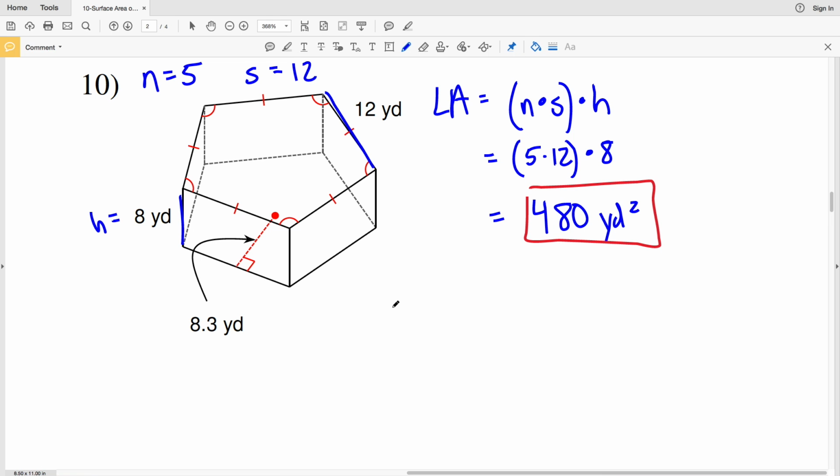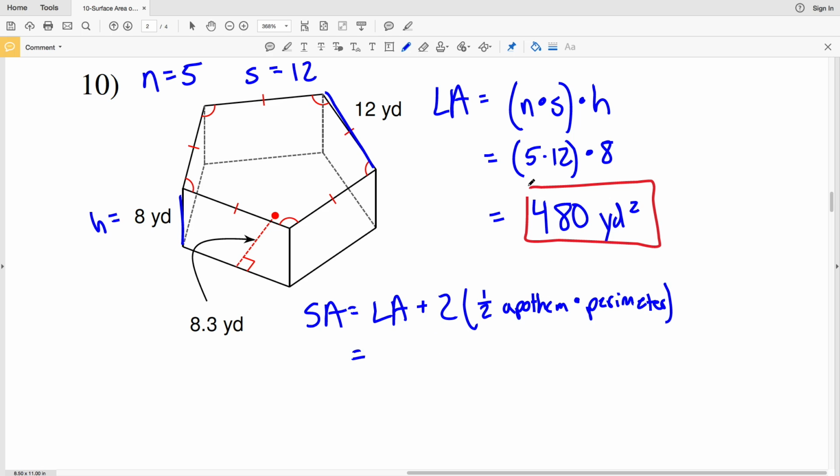Now we'll figure out surface area. Surface area, remember, is the lateral area plus 2 times the area of one of the bases. And since we have a regular polygon, that's going to be 1/2 of the apothem times the perimeter. That's the area of a regular polygon. So our lateral area is 480 plus 2 times 1/2, which is simply 1. So we're going to multiply the apothem by the perimeter.